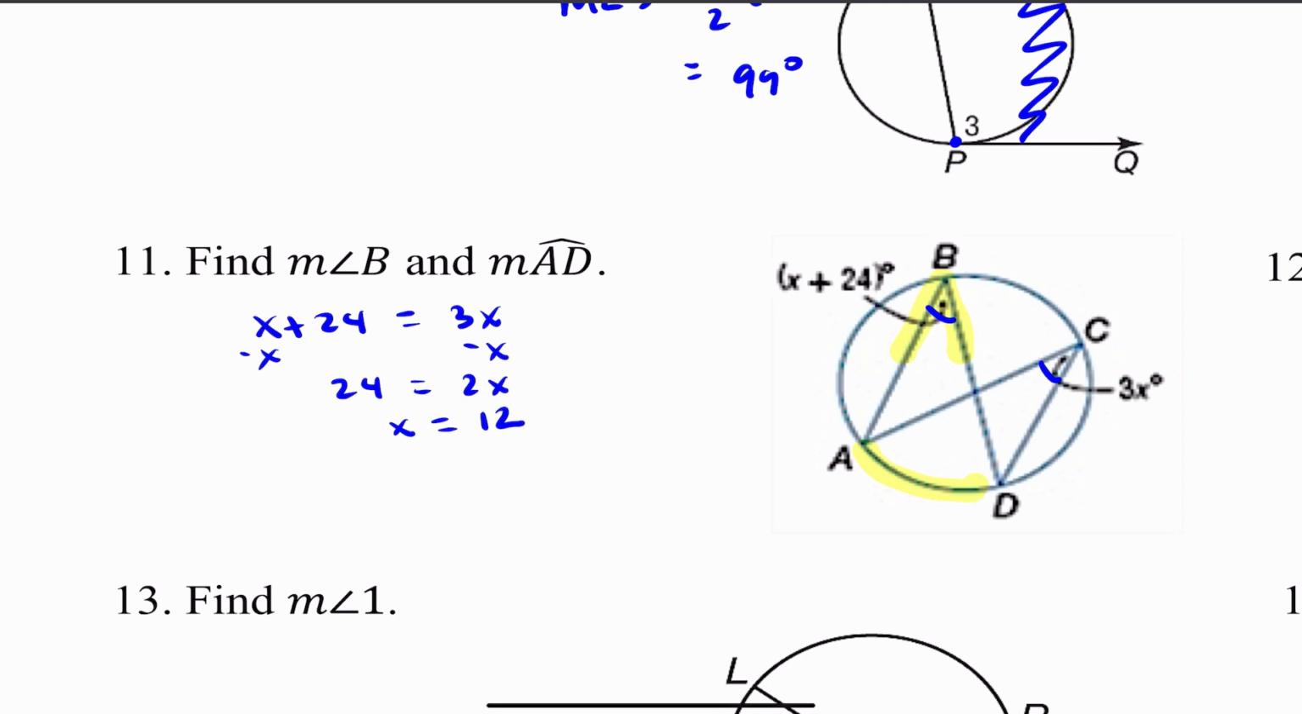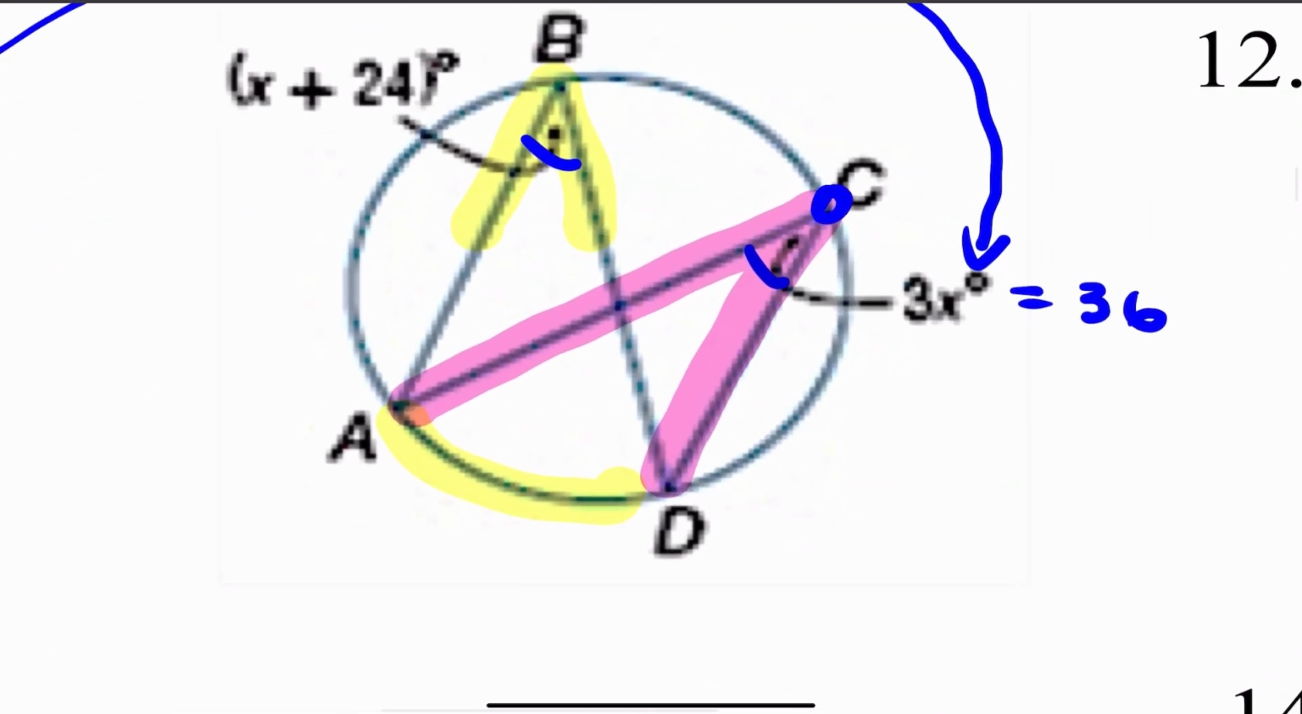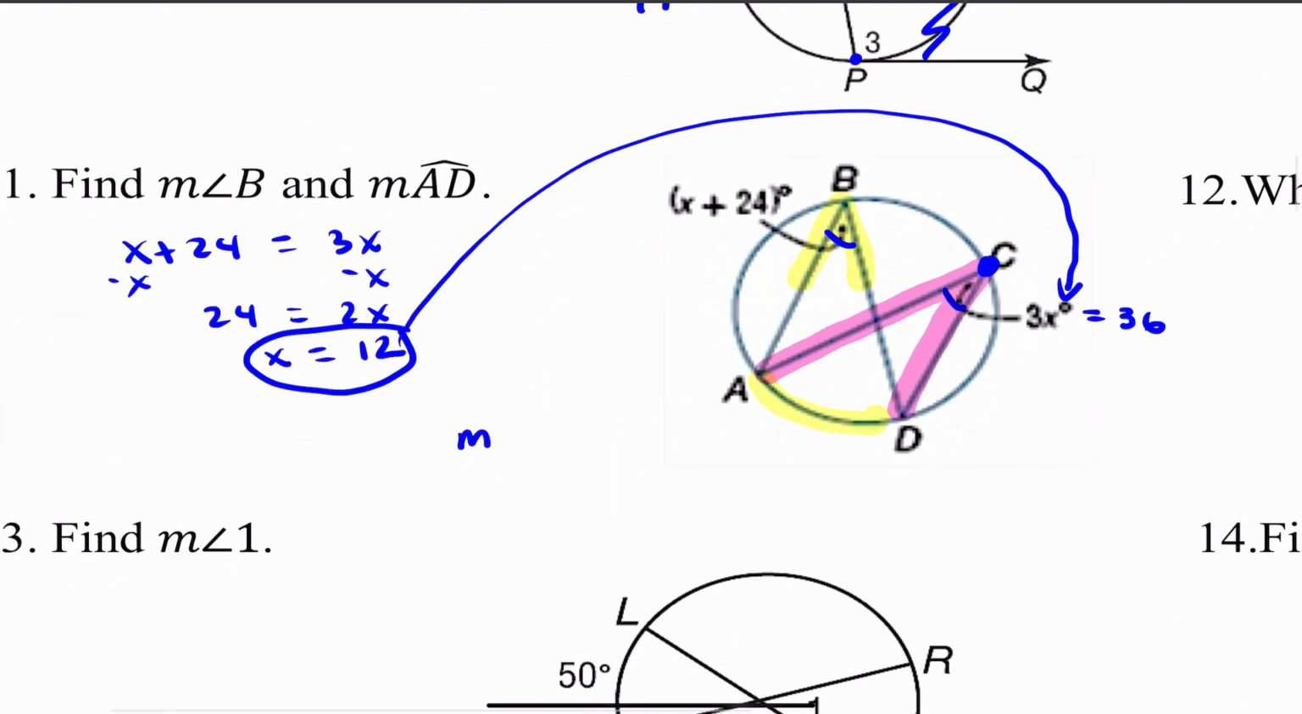Now, what I'm going to do here is take this 12 and plug it into 3x. So that's going to be 36 degrees. So this angle here is 36 degrees, and the vertex is on the circle. So the measure of angle C is 1/2 of its intercepted arc, which is AD. So 1/2 of the measure of arc AD.